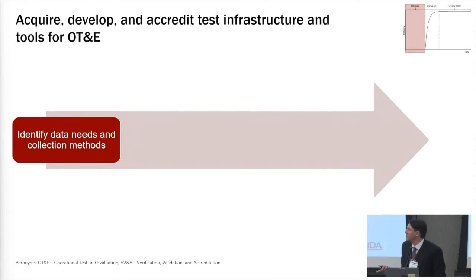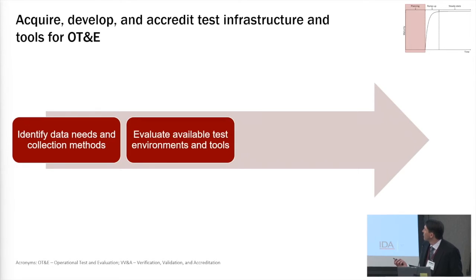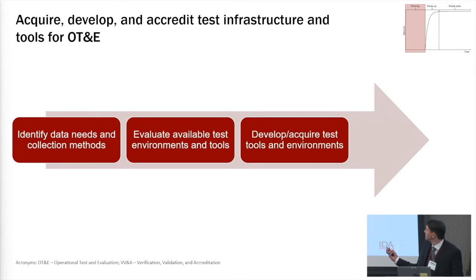So what does it mean to acquire, develop, and accredit this? What does that piece consist of? Well, identifying the data needs and collection methods, as a start. What are we trying to measure? What measures will tell us whether the system is good or not? What data do we need in order to address those measures? Are there any environments that are currently available that will do the job we need it to? We're going to take a look at them, evaluate them. If they don't exist, how hard is it going to be to get one? Well, if they don't exist, we have to develop and acquire them.